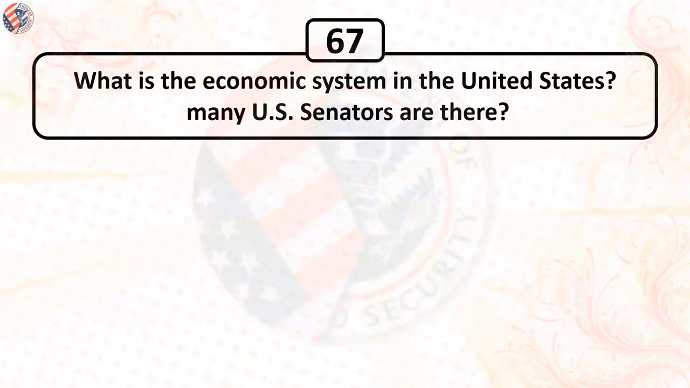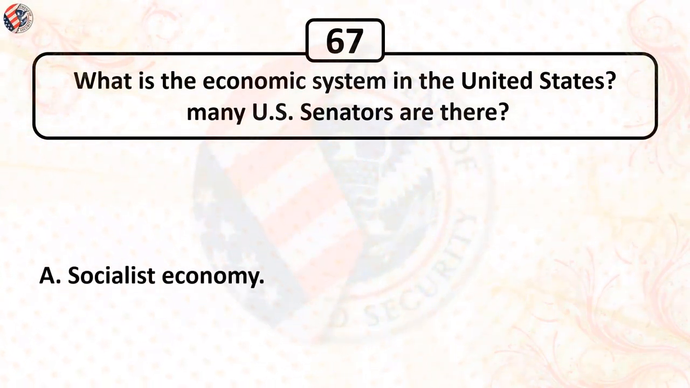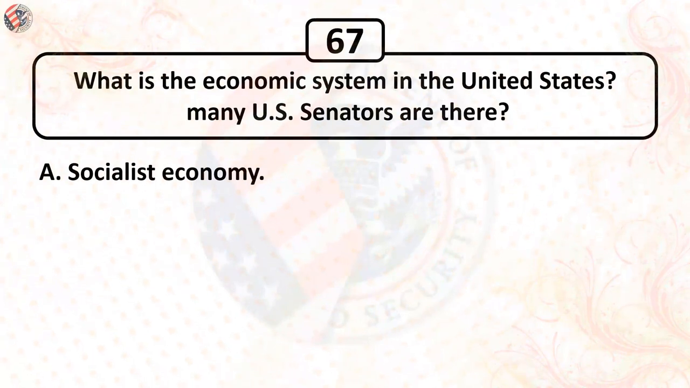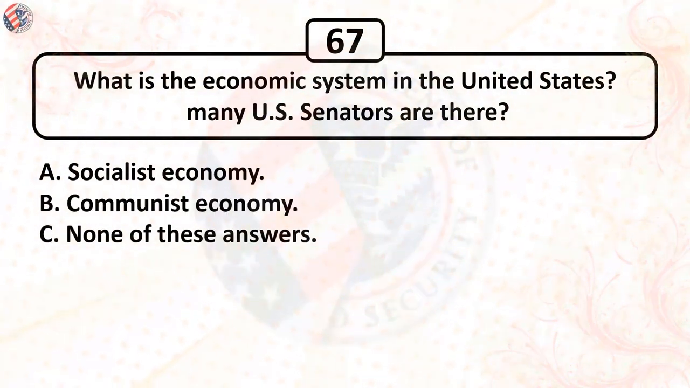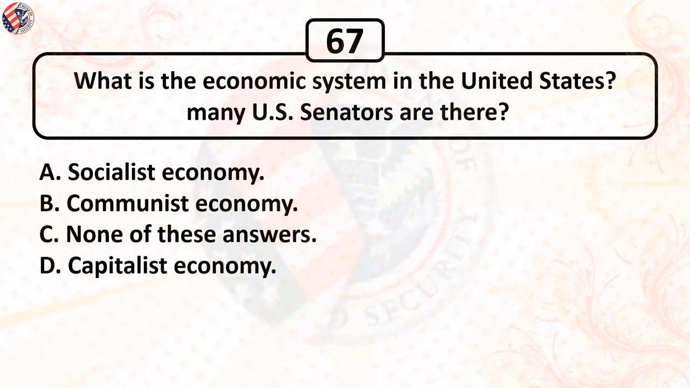What is the economic system in the United States? A. Socialist economy. B. Communist economy. C. None of these answers. D. Capitalist economy.